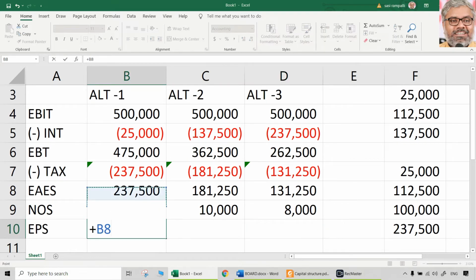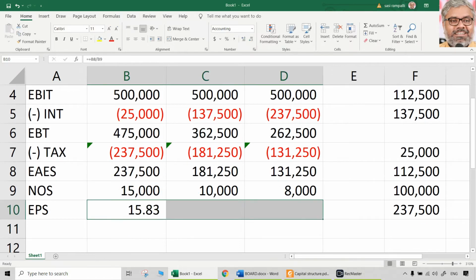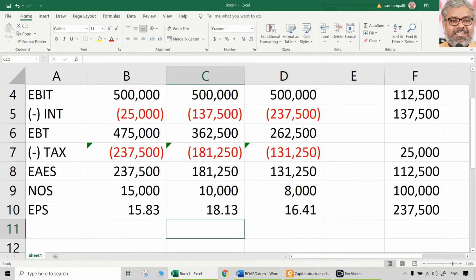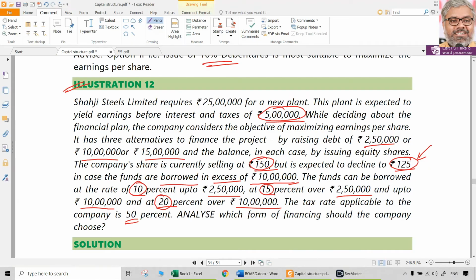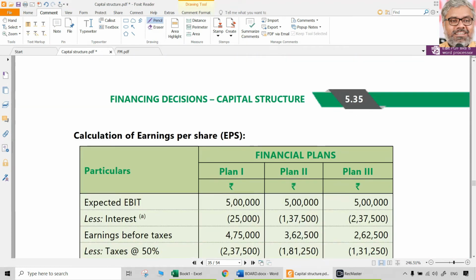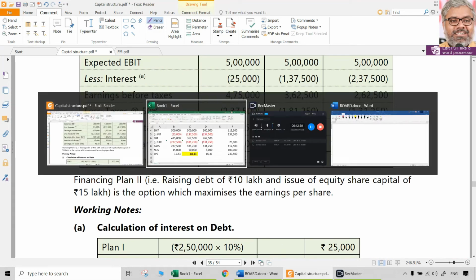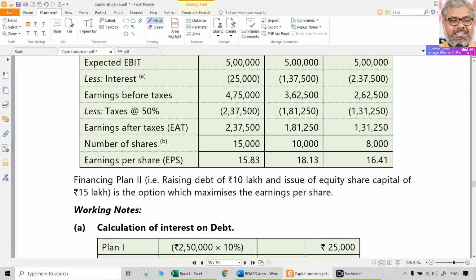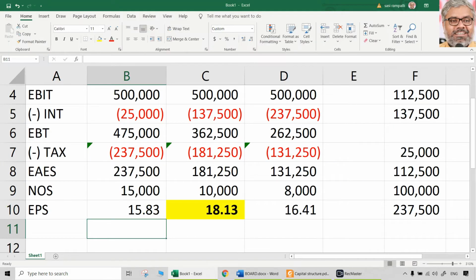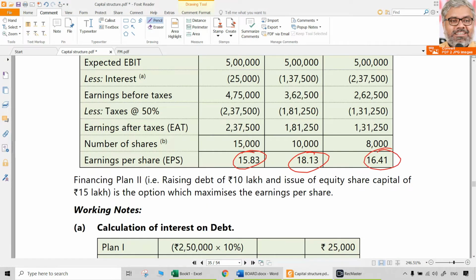That's all. We have earnings available to equity shareholders. We have the number of shares. All that you need to do is earnings available to equity shareholders divided by number of shares. You will get EPS. Again, incidentally, in this case, which alternative has got the best EPS? Alternative 2. Because it has the highest EPS, plan 2 will be better. So 15.83, 18.13 and 16.41 is the answer.